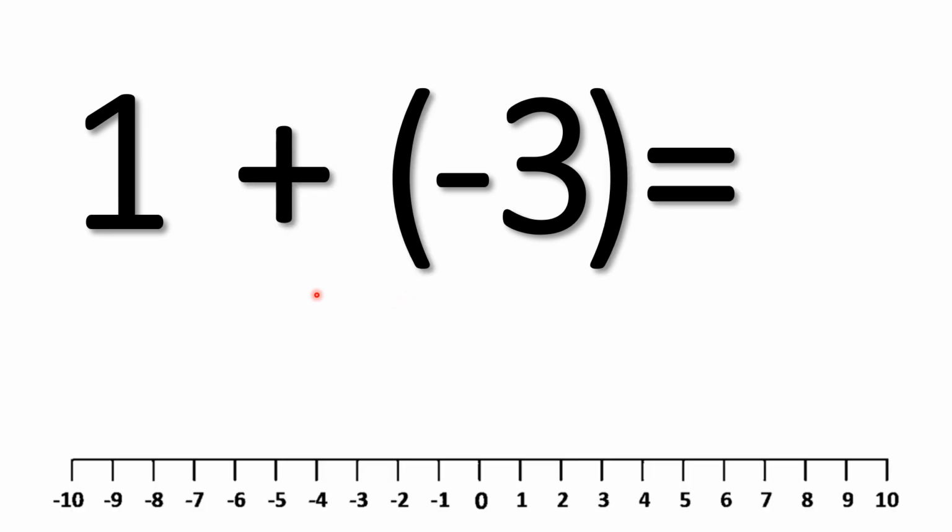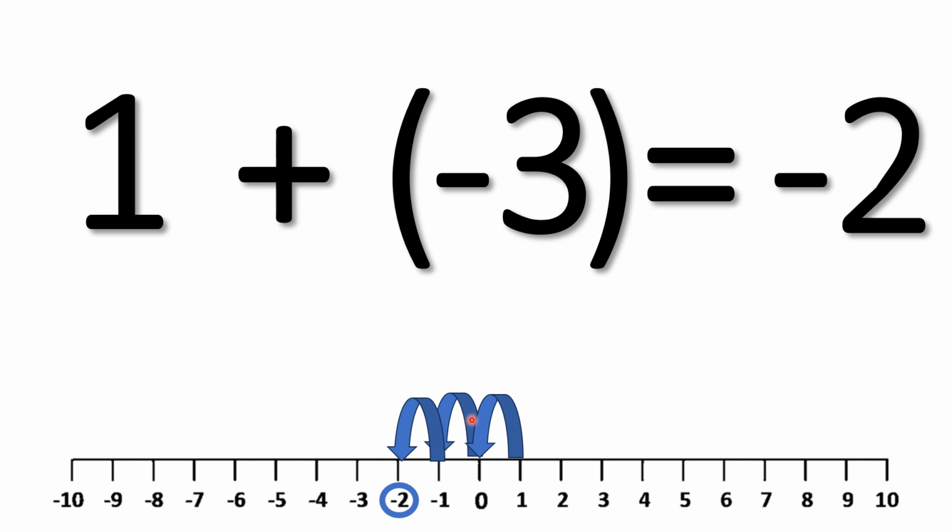I want to add 1, which is a positive number, and the negative 3. We can use the number line. I am standing at number 1. I need to go back 3 numbers. So I am adding a negative number. I need to go back 3 places. I will reach -2. My answer is -2.